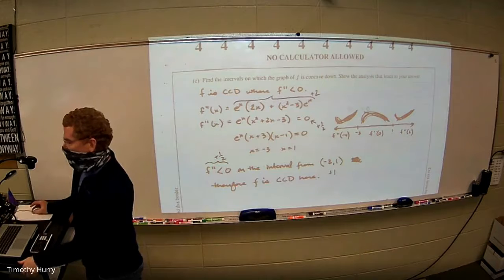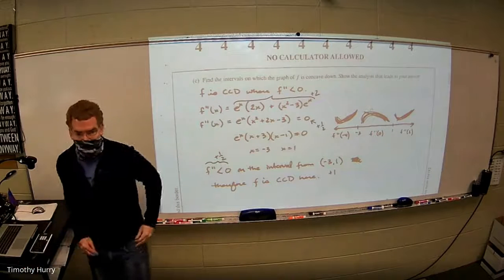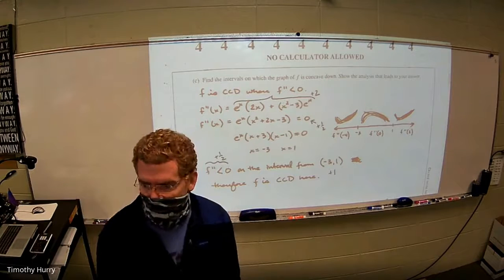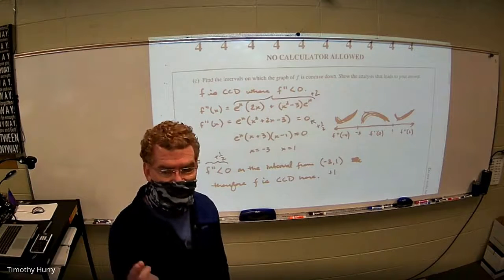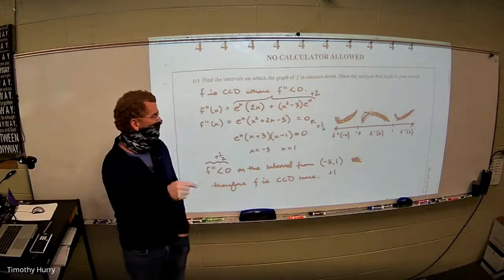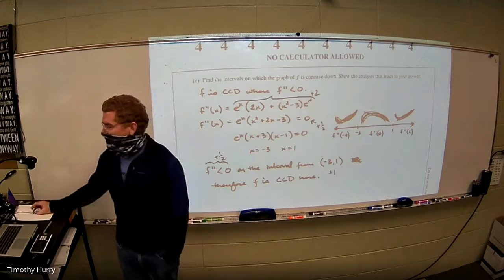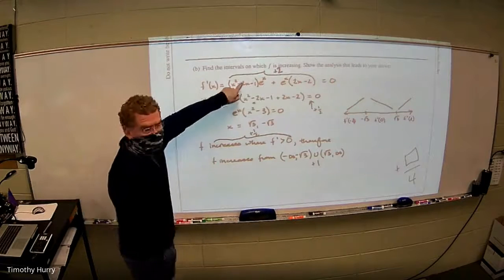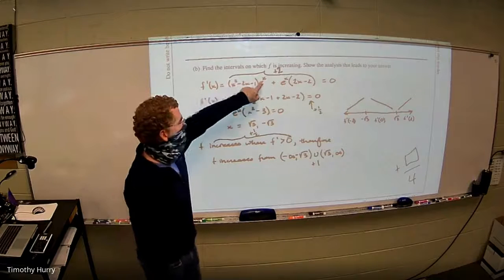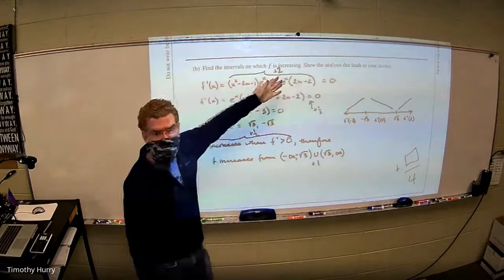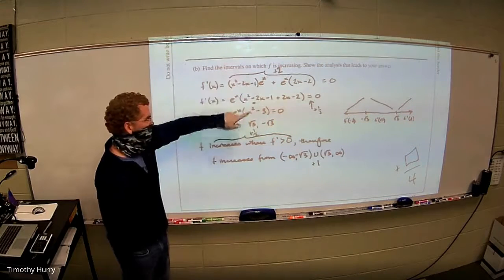C, find the intervals on which the graph of f is concave down. Well, where is a function concave down? When its second derivative is negative. So if I already have the first derivative, I need to find the second derivative. Now, when I look at the second derivative, I can use this and go first d second plus second d first, and that might be better. Or I can use the simplified version.